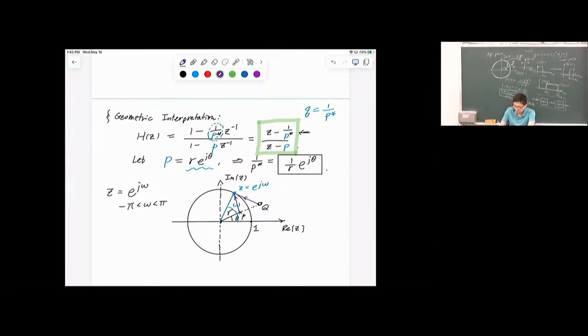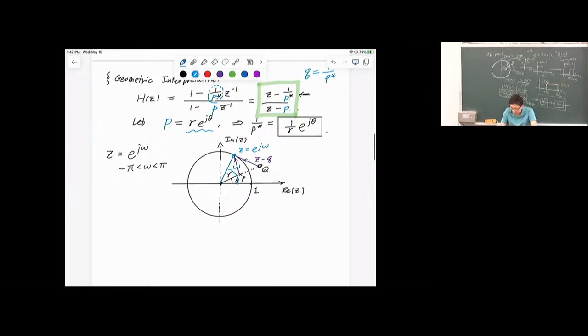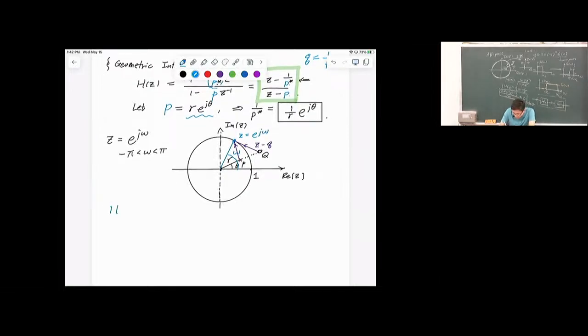Let me put explicit, this is the vector of z minus q. All right, so now the magnitude response, when we write down H of e^jω, that is to evaluate H when we just substitute z with e^jω. In that expression, we substitute z with e^jω and see what happens.